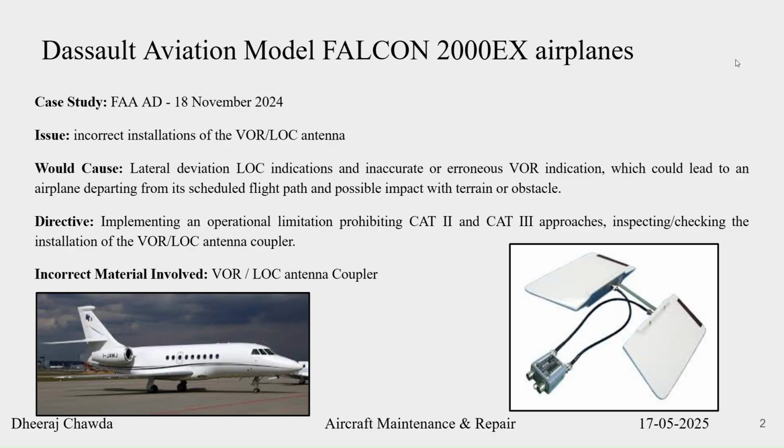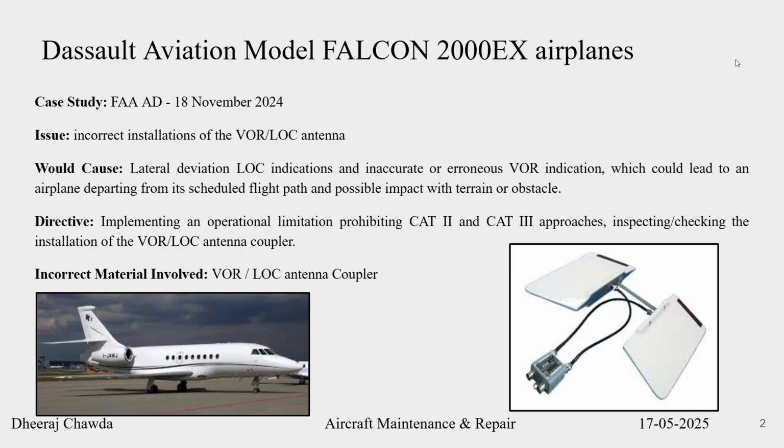So what the FAA tells this company is that you have to correct those installations and properly check the installation of VOR and LOC antenna couplers. On the right side of your screen, you can see a photo of two antenna couplers in gray color. These are attached on the tail of the aircraft, and on the left-hand side is the Falcon 2000 EX aircraft.